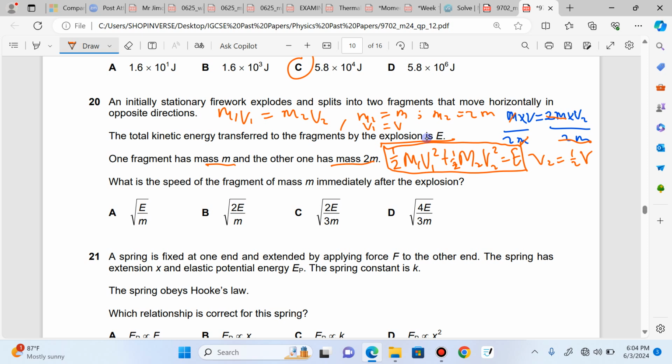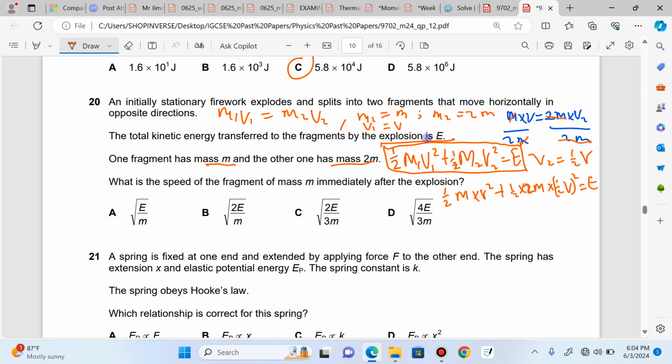Let's substitute into this. Half m1 is m, multiplied by v1, and v1 is equal to v, so v squared. Plus half m2, and m2 is equal to 2m, so half multiplied by 2m, then multiplied by v2, and v2 is half v, squared. Sum this together, it should give you E, since E is the total energy.